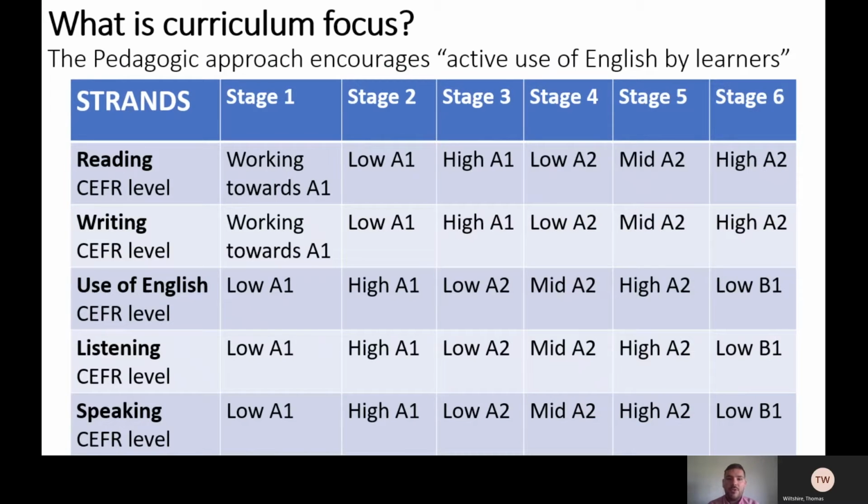There are 5 strands which make up the curriculum focus: reading, writing, use of English, listening, and speaking. The pedagogic approach within the primary ESL curriculum framework is that the teacher's use of structured talk is the key facilitating factor to support learning. This means that all learning in the classroom will be characterised by high-quality interaction, with the teacher aiming to encourage the learners to actively use English to complete all tasks.